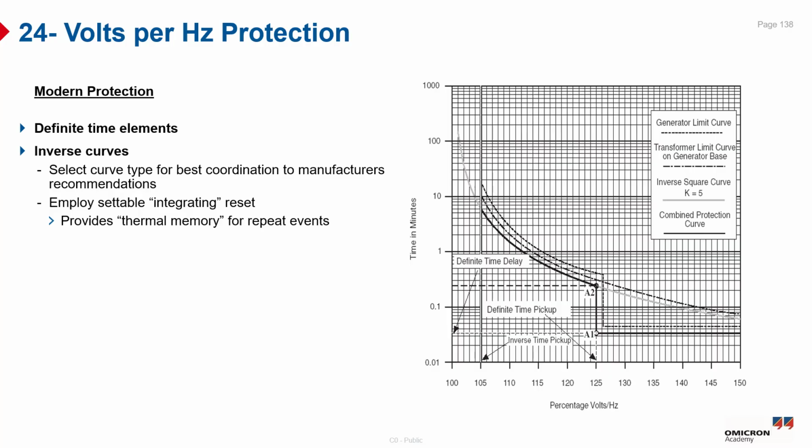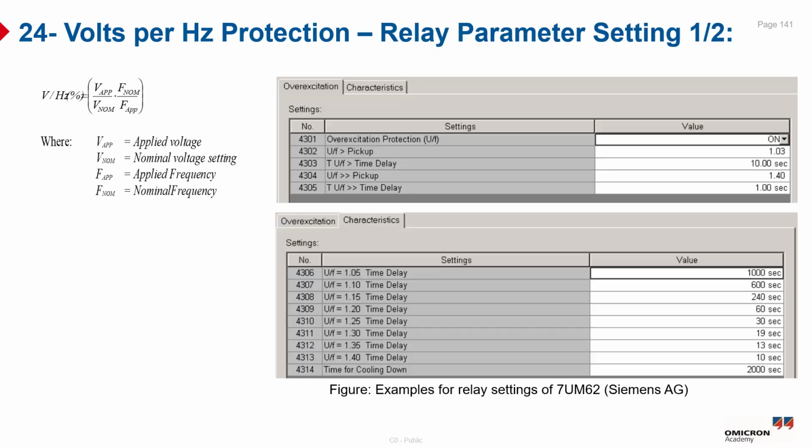As you can see from the curve here, here is the V over F, and we have both stages. One of them is the inverse time V over F, and the other one is a definite time characteristic. The 24 overexcitation or V over F protection calculates the ratio of the applied voltage to the applied frequency and compares it to the generator nominal induction, often represented as B or Bn. Here is a setting of the Siemens 7UM62 relay. You can see the overexcitation function is on, the V over F pickup is 1.03 in per unit values, and the time delay is 10 seconds.